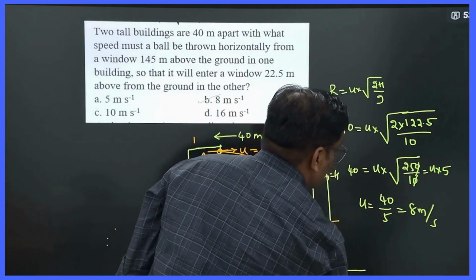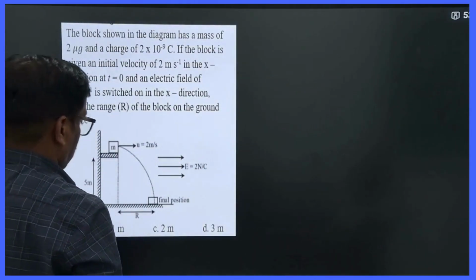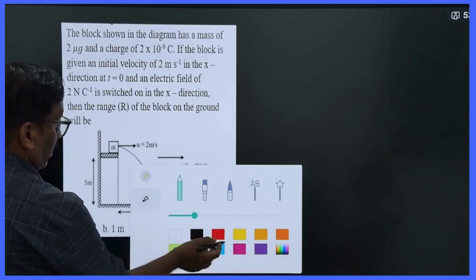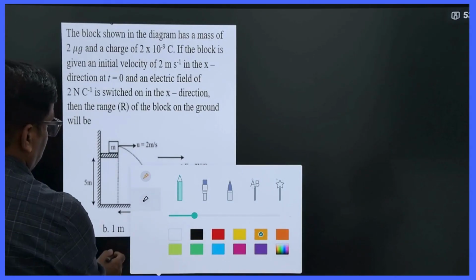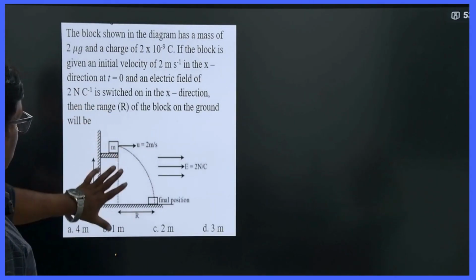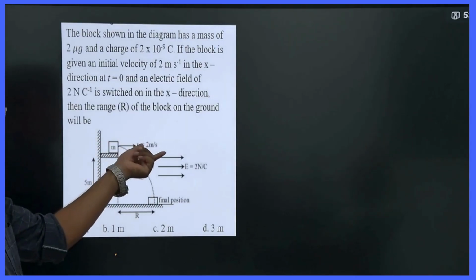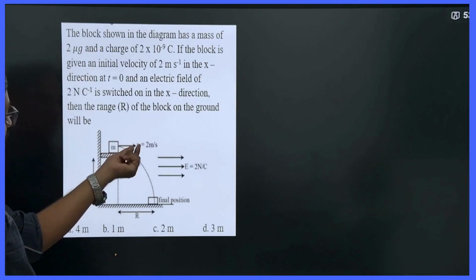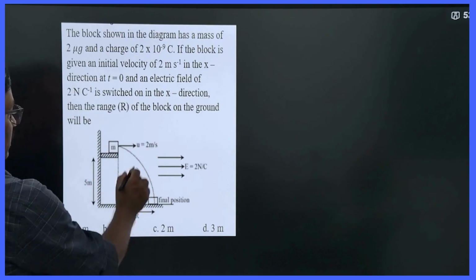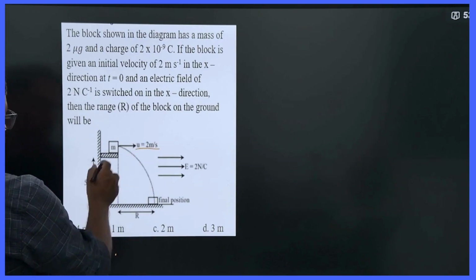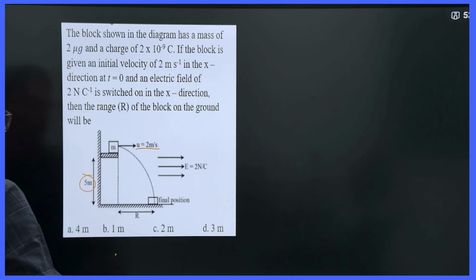So we'll do one more question here now. Let us see, a slightly different question here now. Suppose there is an arrangement where we are throwing a block with a speed of 2 meters per second from a height of 5 meters.